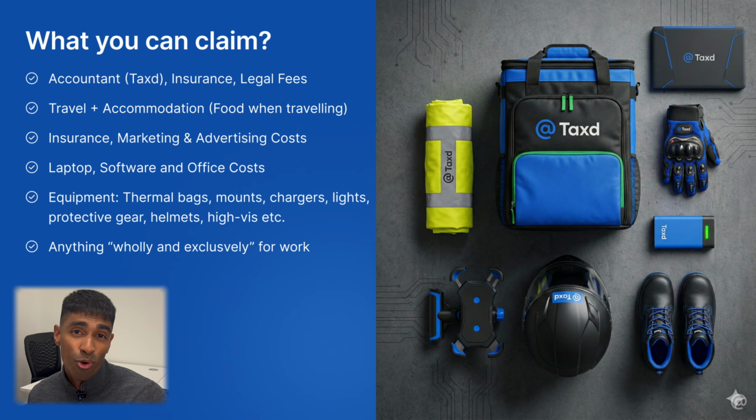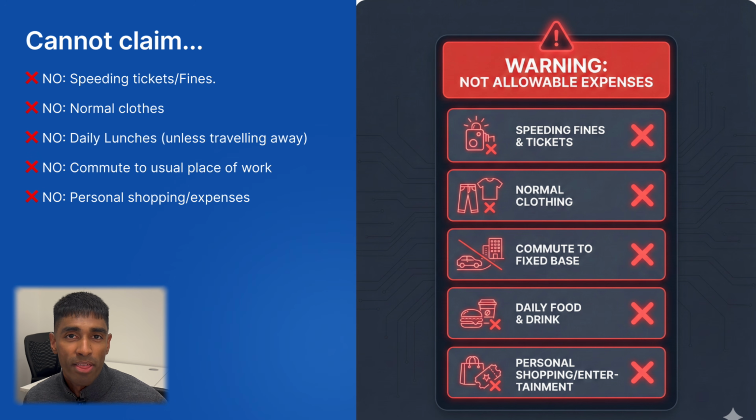In general, you can't claim for normal clothes as there's an element of personal use to it. So anything that you purchase for your work, like protective equipment, high-vis jackets, etc., all good. But something that you would wear on a normal day-to-day basis for your personal life wouldn't be allowable. Now, specifically on the theme of couriers, you can't claim for things like parking tickets or fines. If you get a speeding ticket, unfortunately, that's not allowable, and that might apply to many others in the self-employed world as well.